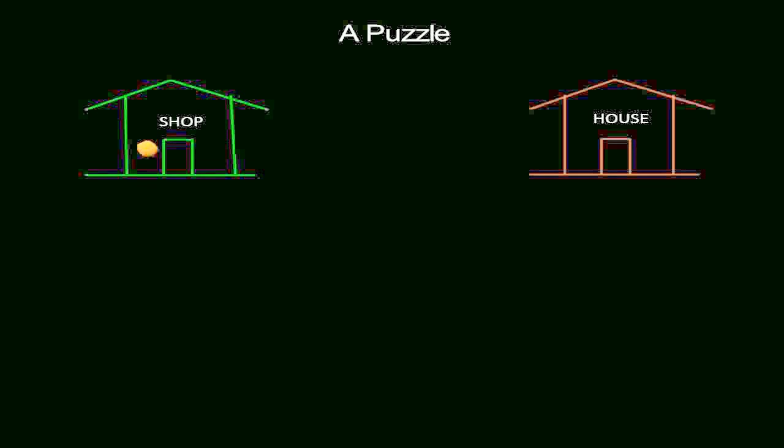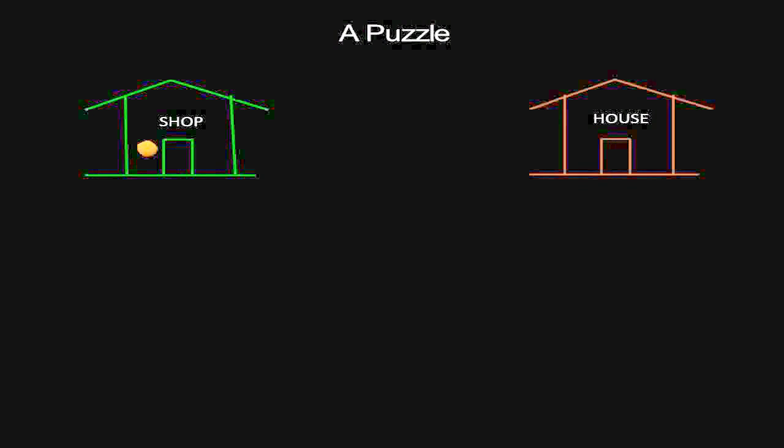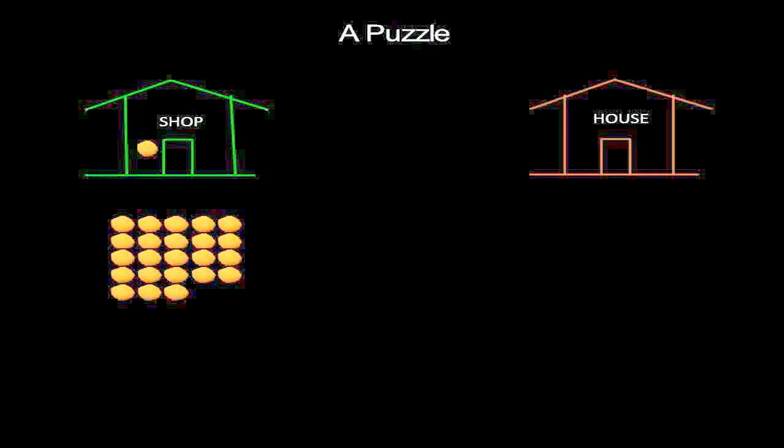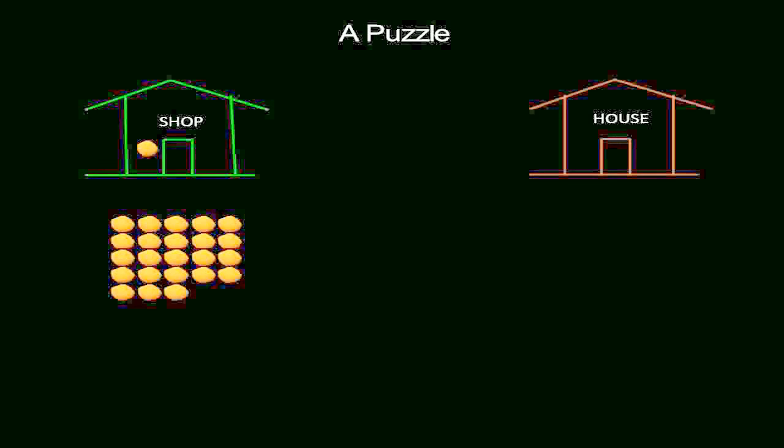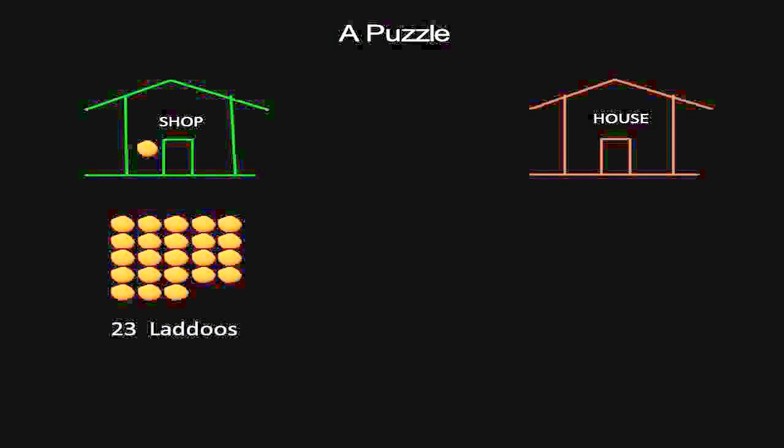Let's say you live in a house which is close to a shop, and the shop sells sweetmeats called laddus. Right? Now, all of you would be familiar with laddus and probably like them also. Okay? And the shop is a little bit of a distance away from you. Let's say you want to order 23 laddus as shown in this picture here. There are 4 rows of 5 laddus plus 3. There are a total of 23 laddus that you want to order. Okay?